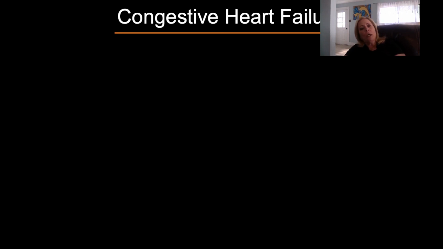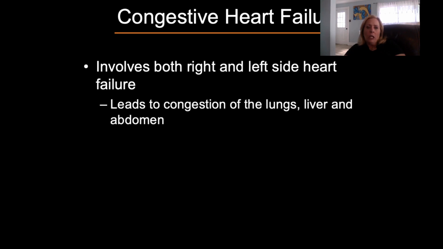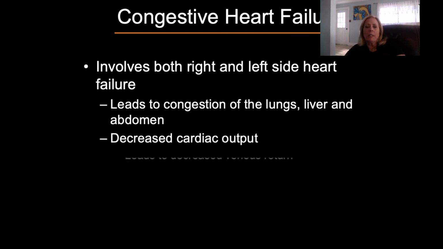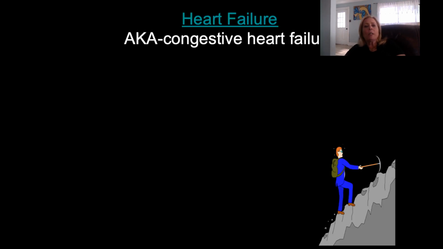All right, so the last of the heart failures is congestive heart failure, and this involves both the right and the left side of the heart. So it leads to congestion in the lungs, the liver, the abdomen, and peripheral edema. Decreased cardiac output is the big deal, and that leads to decreased venous return as well. There's a decrease in stroke volume and a decrease in cardiac output.